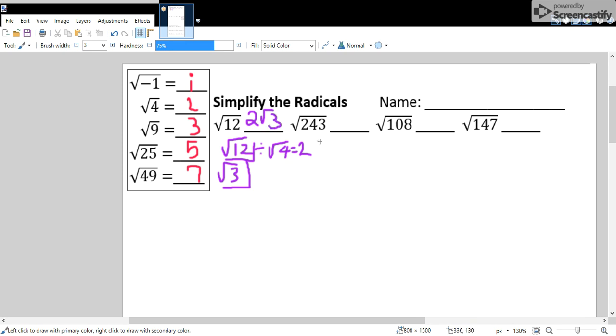Let's look at the next one, 243. Well, first of all, there's no negative, so we could cancel out this 1. We're not going to use that. Let's try 4. So 243 divided by 4 is a decimal, so we're going to skip that one. Okay, let's try 243 divided by 9. We get 27.